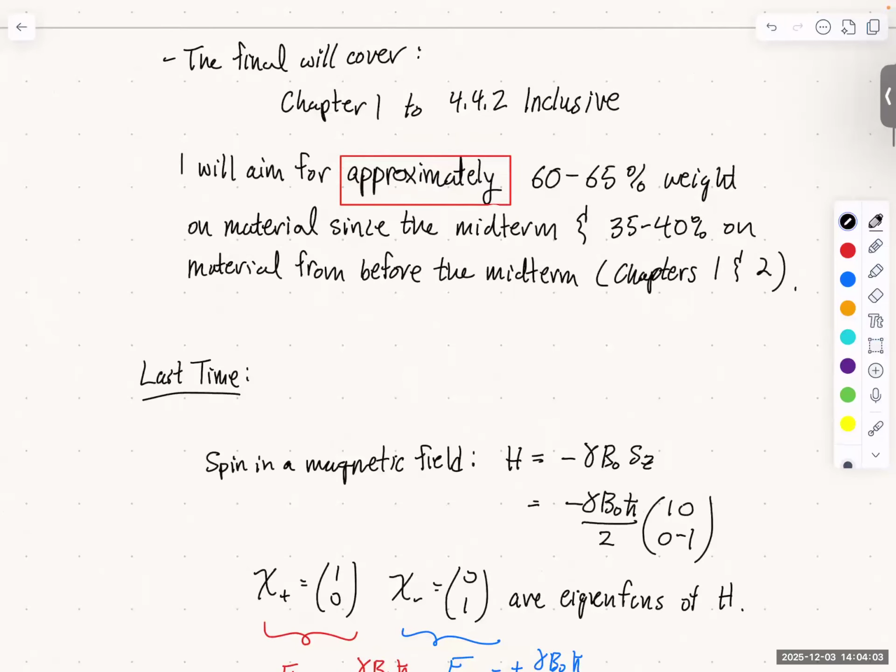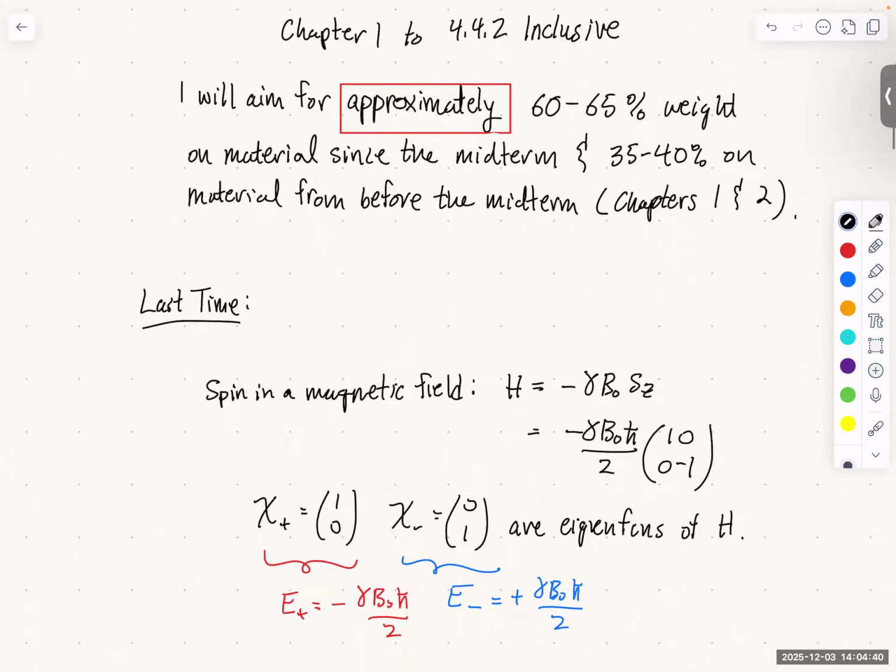So what we will cover is we've covered essentially all of chapters 1, 2, and 3, and chapter 4, we've done 95% of it. So we're going to finish up to 4.4.2 in chapter 4. And the section after that is called addition of angular momentum. So we're not covering that. It's not going to be on the final exam. So the cutoff is up to and including 4.4.2.